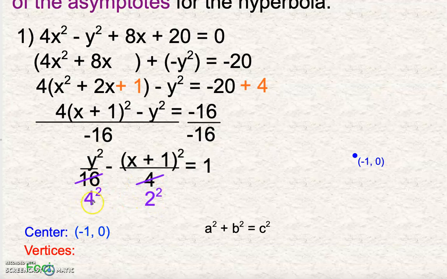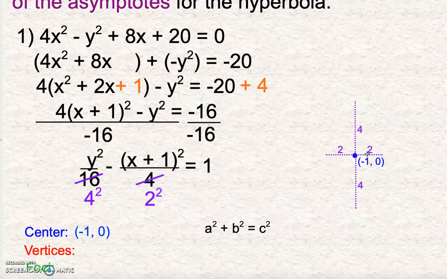Now remember, A is not necessarily the largest number. A is under the positive variable. So in this case, A is 4. And since that 4 is under the y, that means it's my vertical movement. I'm going to go up 4 and I'm going to go down 4. B is under the x in this case, so B is 2. So that means I'm going to go left 2 and I'm going to go right 2 because, well, it's associated with the x.